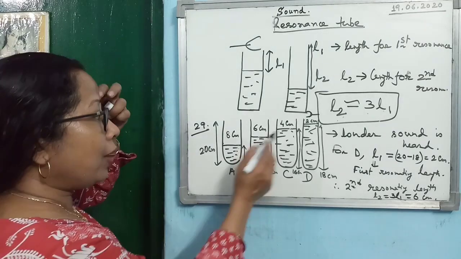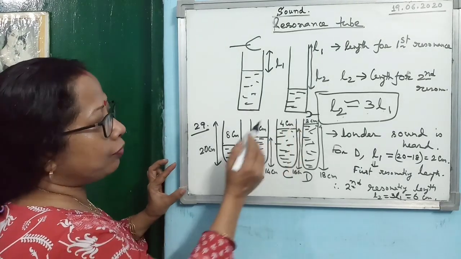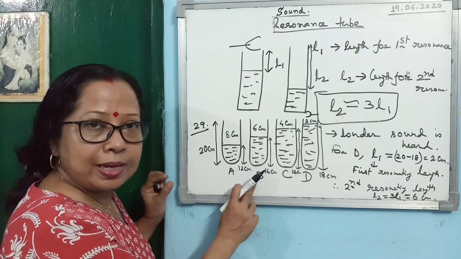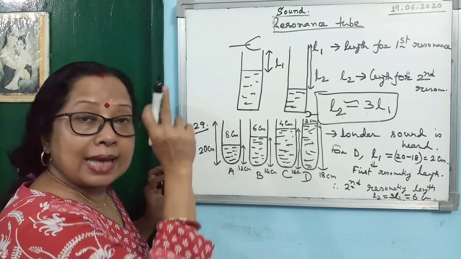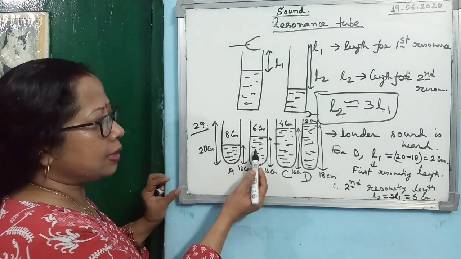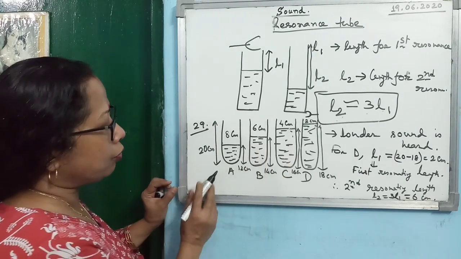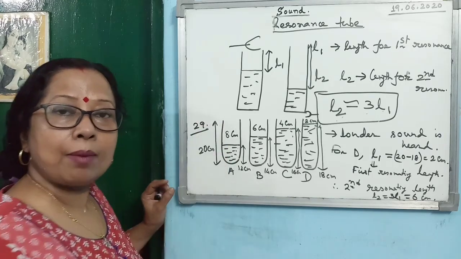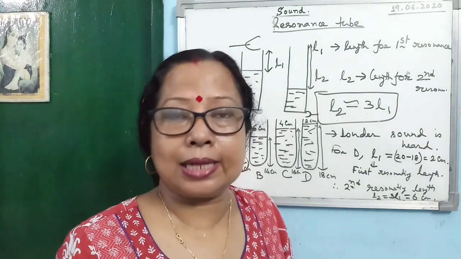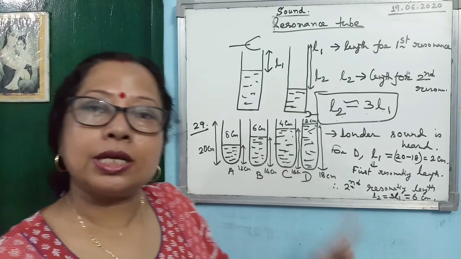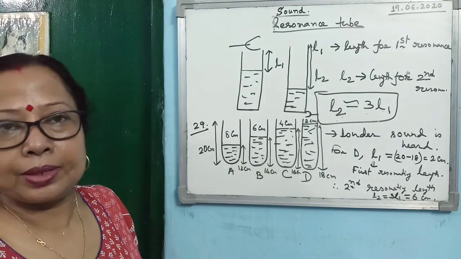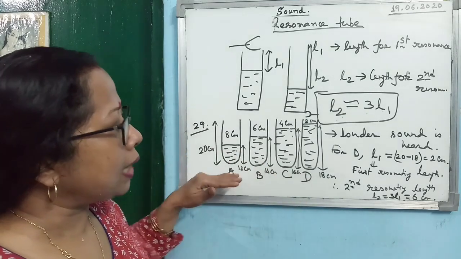So you see, when you hold the vibrating tuning fork above B, then what will happen? Second resonance will take place and the louder sound will be produced. But when you hold the tuning fork above A, then what will happen? Forced vibration will take place, but there will be no resonance, no louder sound. Is that clear? So how to write down the answer?